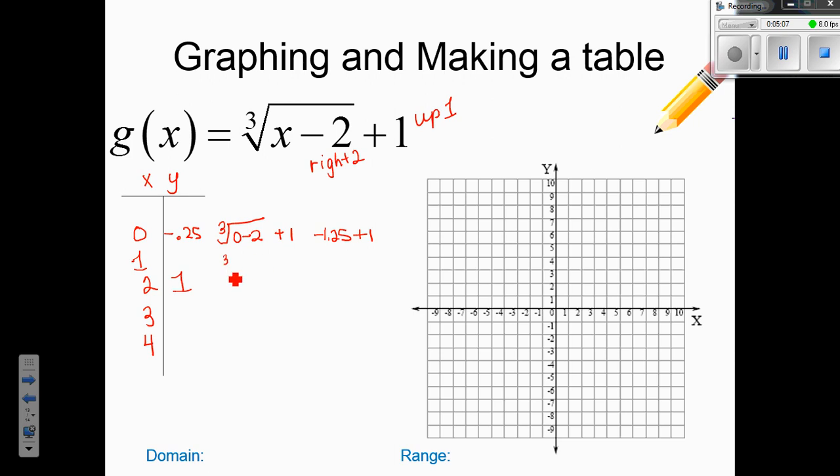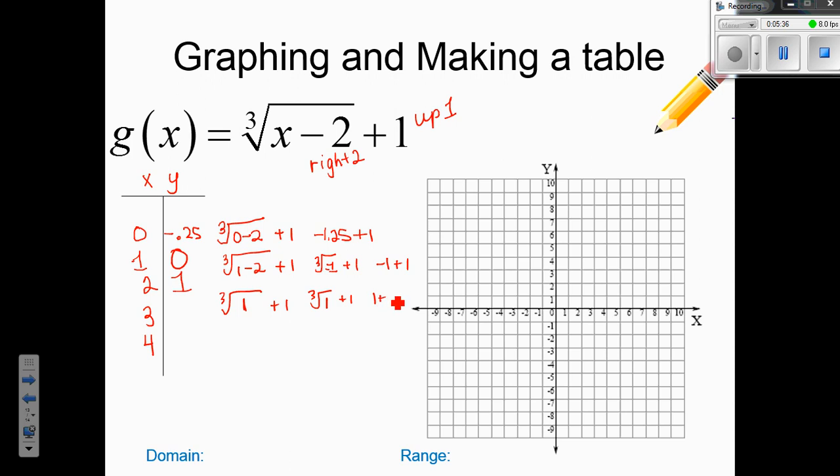Okay, now let's plug a 1 in there. The cube root of 1 minus 2 plus 1. 1 minus 2 is negative 1. The cube root of negative 1 would be negative 1, plus 1 would be 0. Now let's plug in 3. The cube root of 3 minus 2 would be 1. The cube root of 1 is 1.